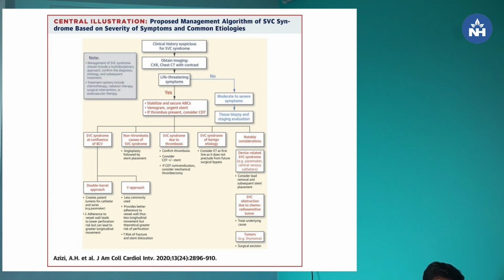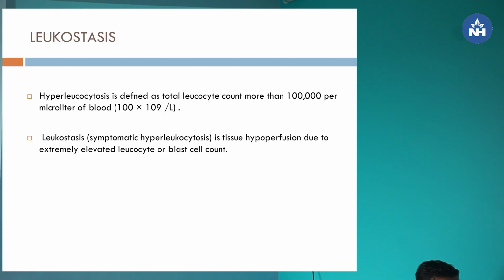SVC obstruction due to chemosensitive, radiosensitive tumor, we treat the underlying cause. If there is tumor such as thymoma, we consider surgical excision. Now, leukostasis. Hyperleukocytosis is defined as the total leukocyte count more than 1 lakh per microliter of the blood.